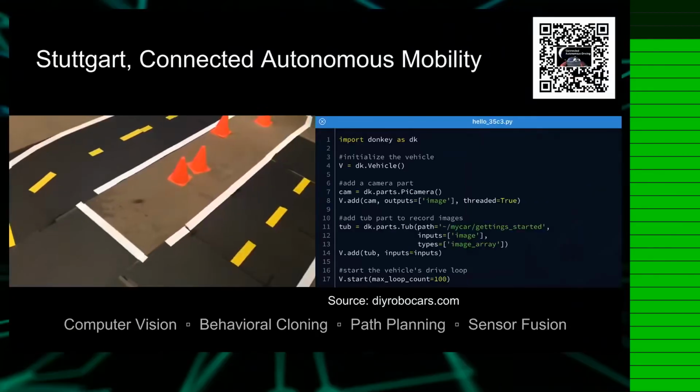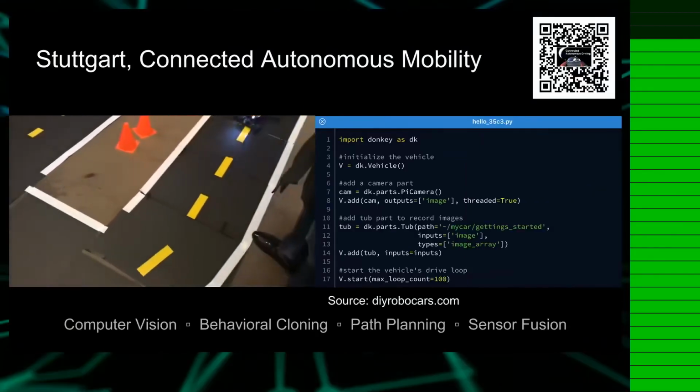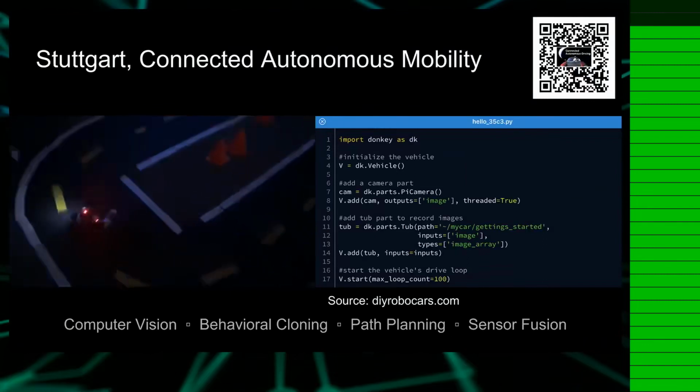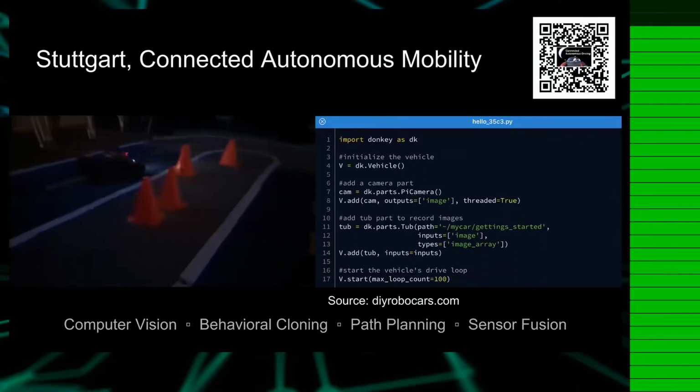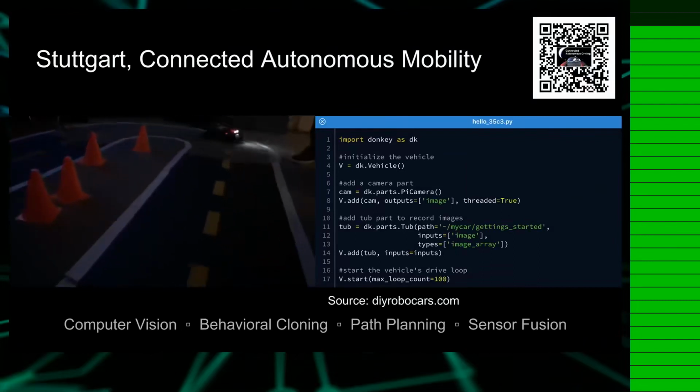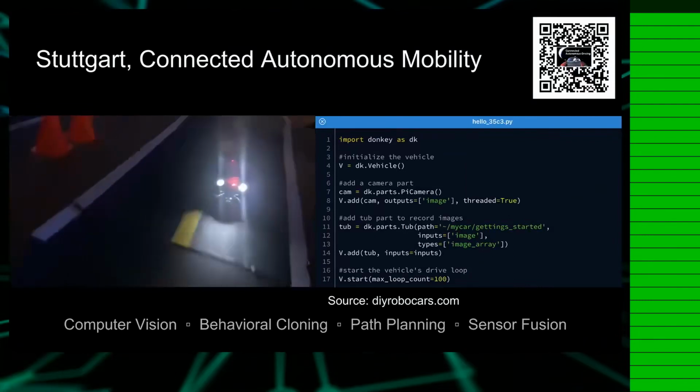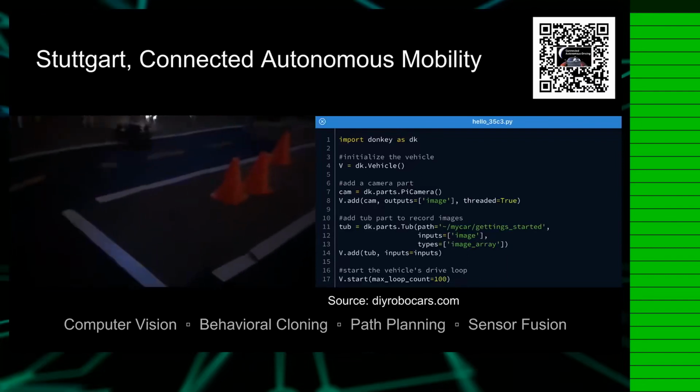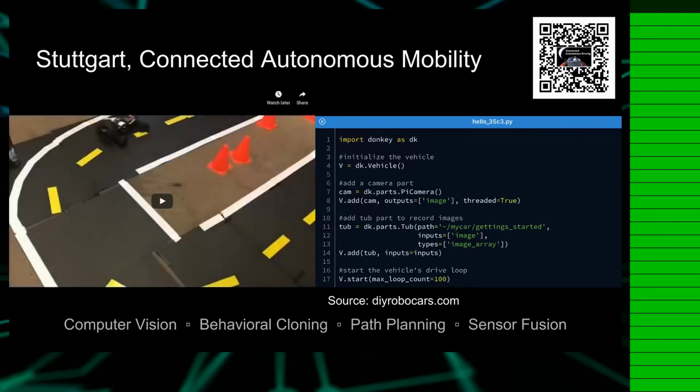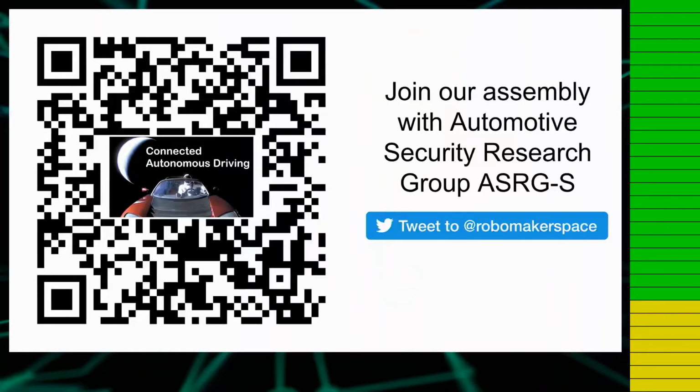And the opportunity for you all who are interested in this kind of technology is quite amazing, because you can learn about computer vision, you can learn about behavioral cloning together with training neural nets, you can learn about path planning. Some of you may have seen the talk about the Mars rover. So a lot of what has been discussed there about path planning, you can directly learn here in these kinds of projects. And then you can learn about sensor fusion as well. So if you're interested, come and join us at Connected Autonomous Mobility.